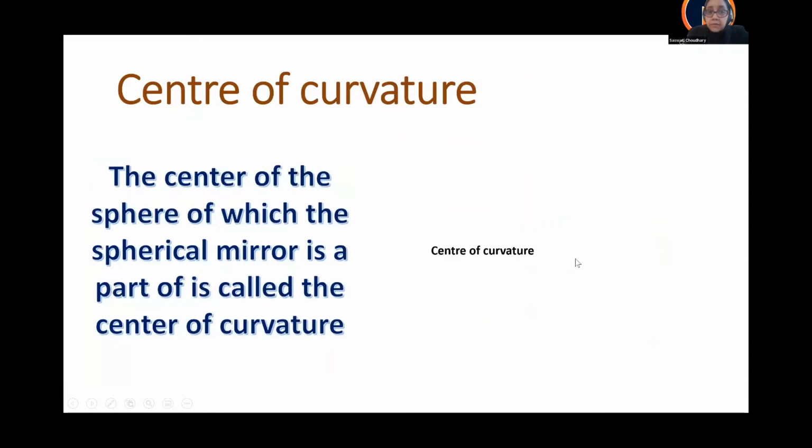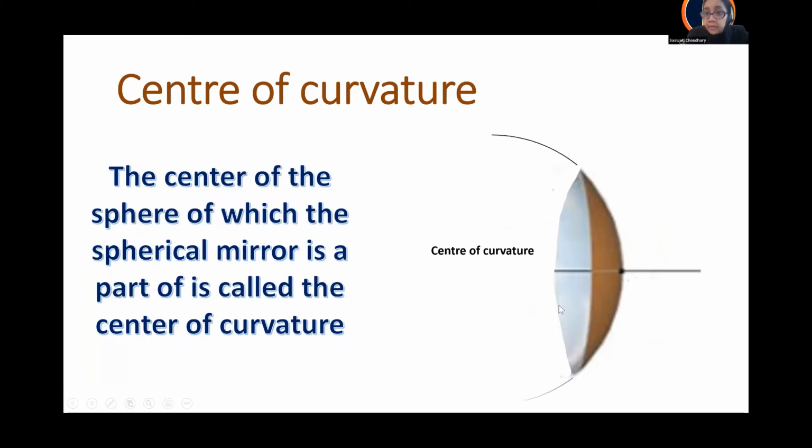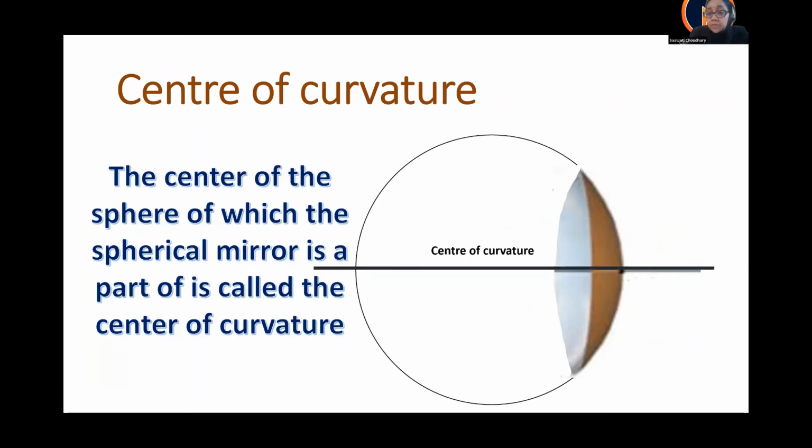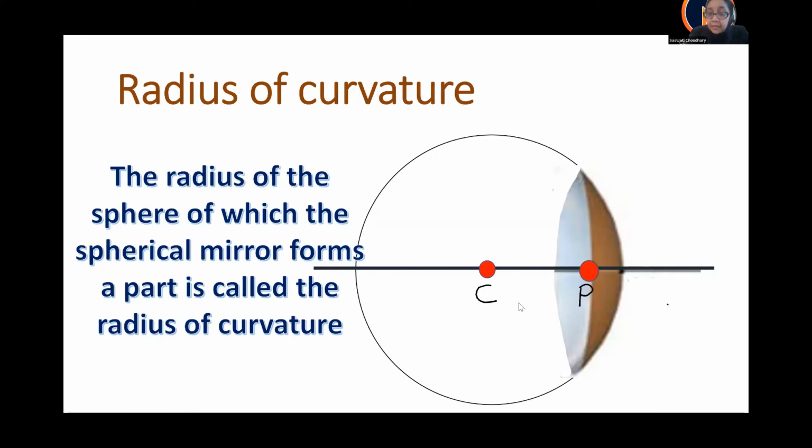Now coming to the center of curvature. The center of the sphere of which the spherical mirror is a part is called the center of curvature. For example, this is a concave mirror, and here it is a part of a circle, right? And the part of the circle should have a center, and that center we call the center of curvature, usually designated with the letter C. You can see that this is the pole, so this distance we call the radius of curvature.